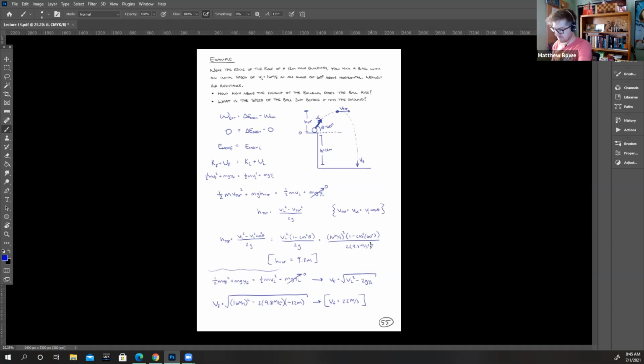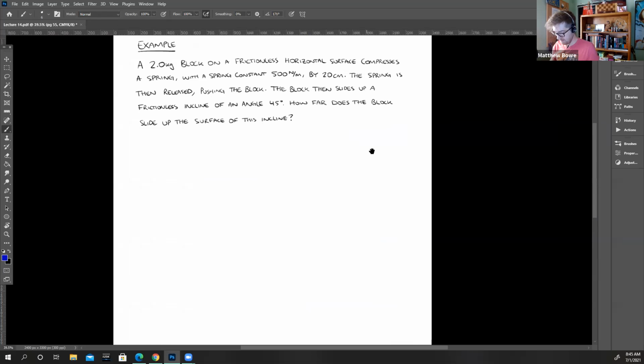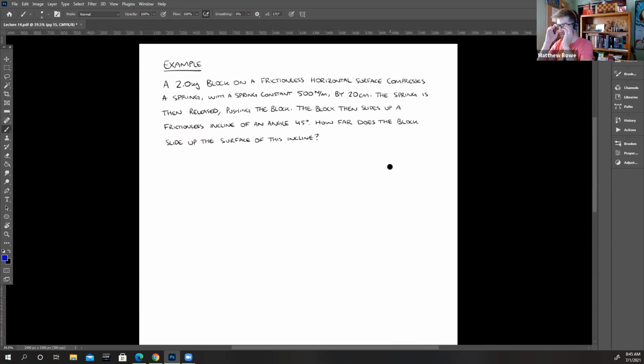Next example is pretty good. We have a 2 kilogram block on a frictionless horizontal surface. It compresses a spring with a spring constant of 500 newtons per meter by 20 centimeters. The spring is then released, pushing the block. The block slides up a frictionless incline of 45 degrees. How far does the block slide up the surface of the incline?